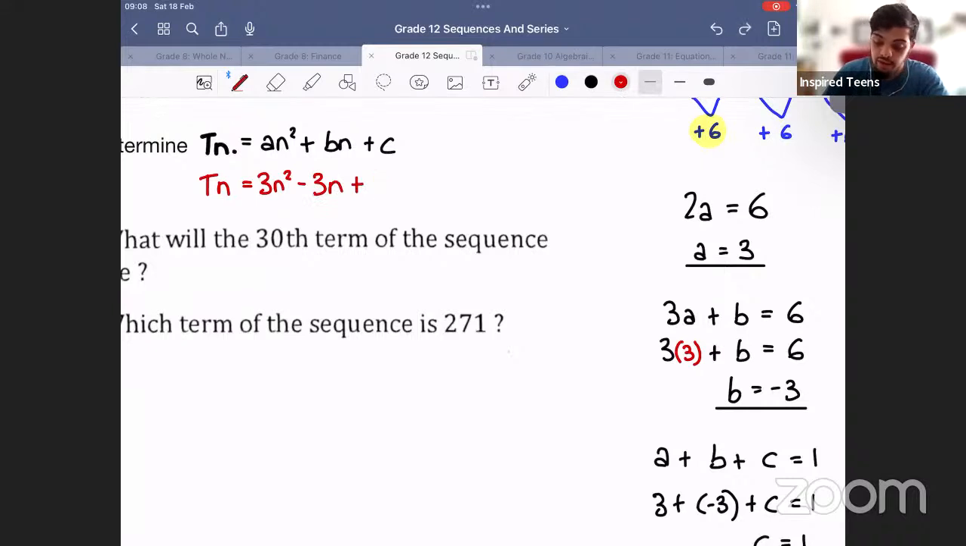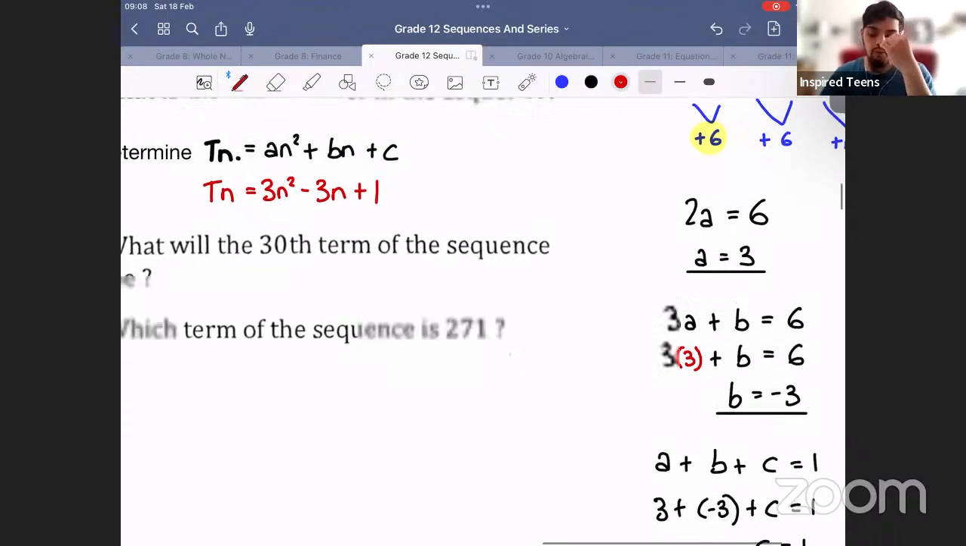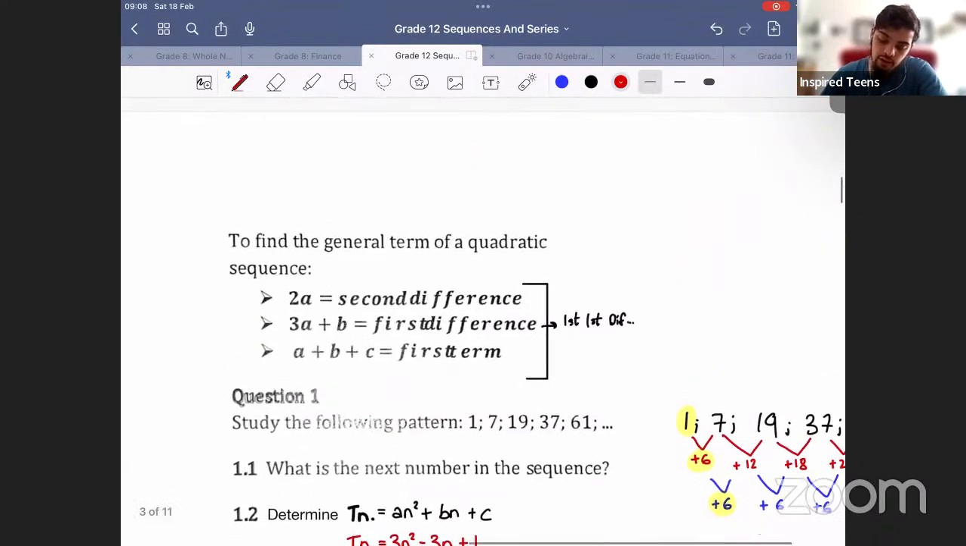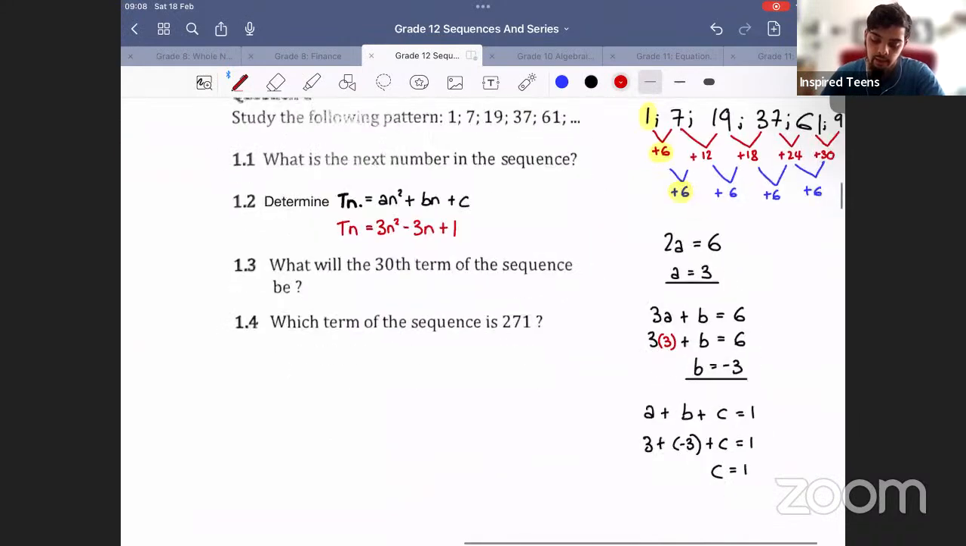So now we've solved for the general formula, right? That's 3 marks. Okay, please grab onto those marks. There's no need to lose those marks. 3n squared minus 3n plus 1. By the way, this is not given in the formula sheet. You need to memorize this. Okay, you need to memorize it.